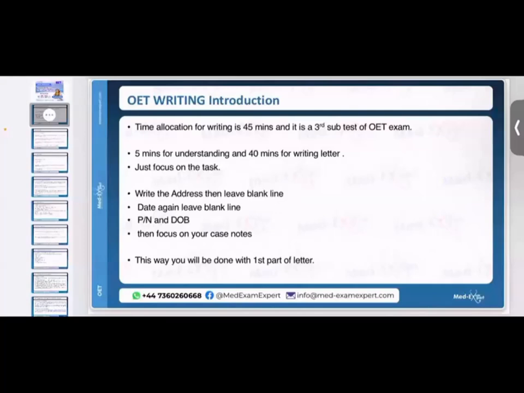In that 5 minutes, you would be able to categorize the type of letter, whether it is a simple referral letter, a discharge letter, whatever the type is. So you have to focus on the task given in that 5 minutes. Then you have to start writing from the address and salutation part, which is the first part of your letter writing. It is nothing more than copy pasting the information given in the case notes.